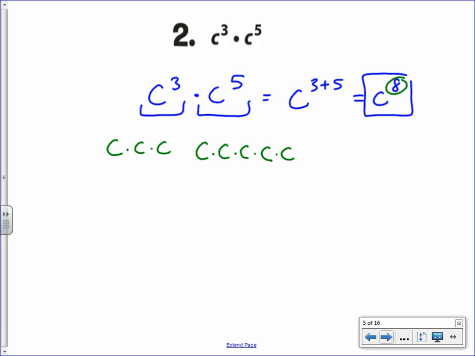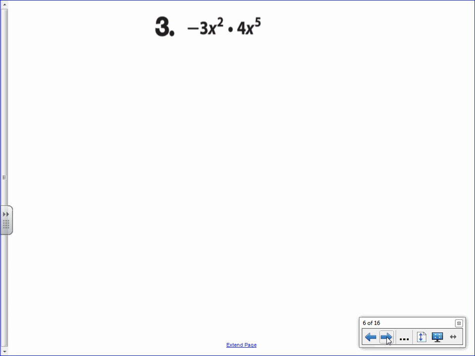Okay? Again, notice that the original exponents add up to the exponent here. That's what we're looking for. That's our rule. Last one like this says negative 3x to the 2nd power times 4x to the 5th power.